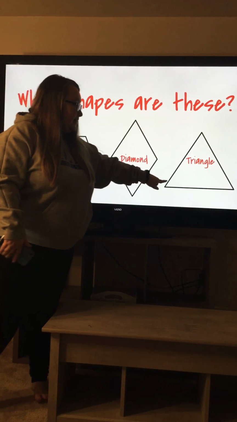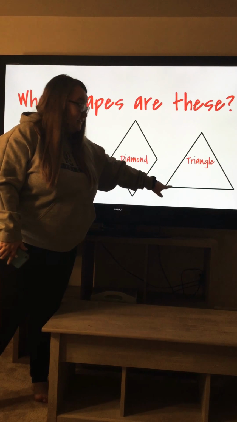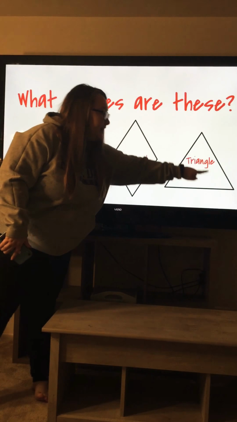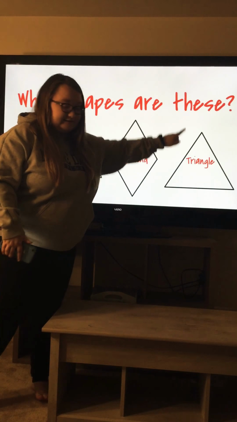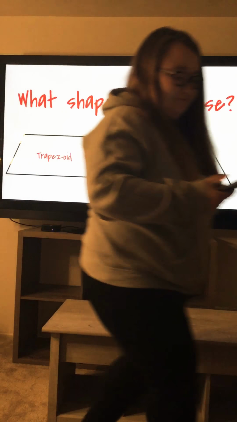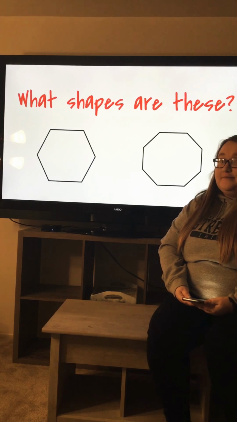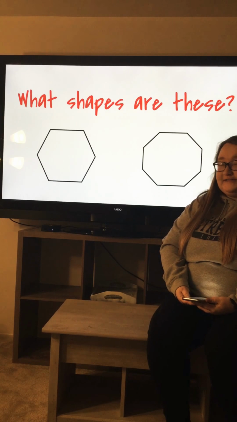Last, we have a triangle, and triangles come in all shapes and sizes. But every time you see a triangle, there's going to be 3 sides and 3 points. Now look at these 2 shapes and think about what they are. Make sure you count the sides and the points.